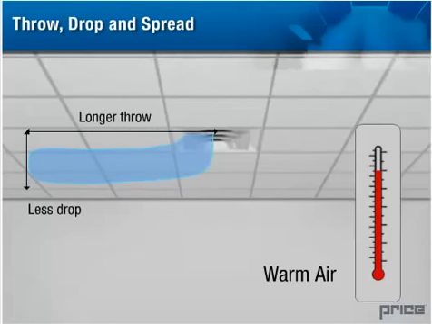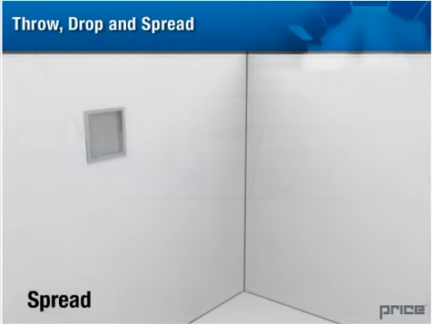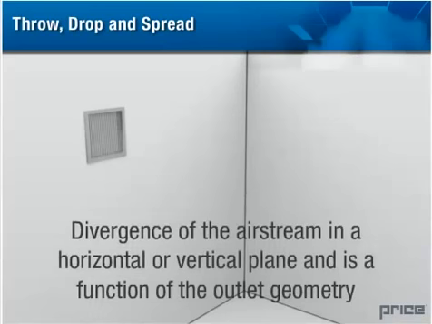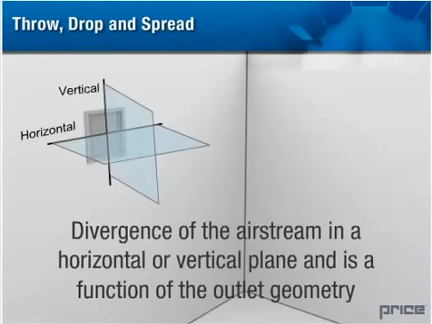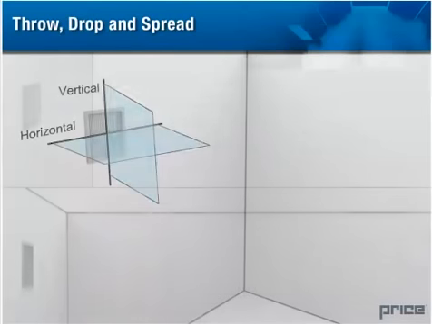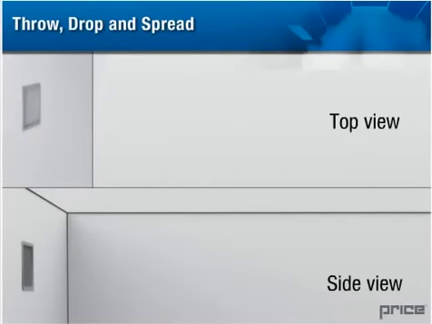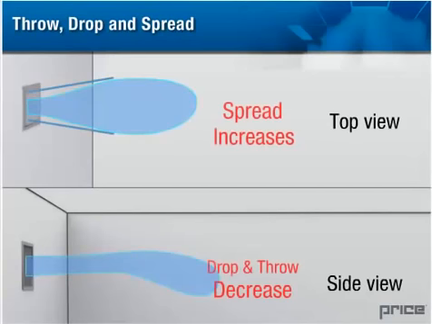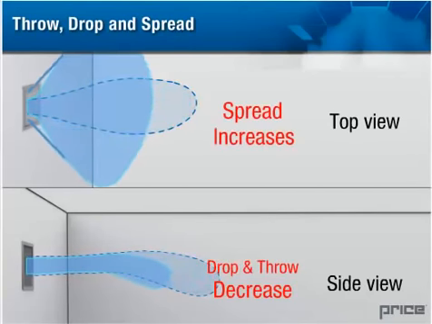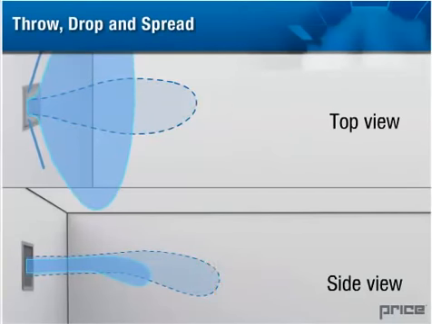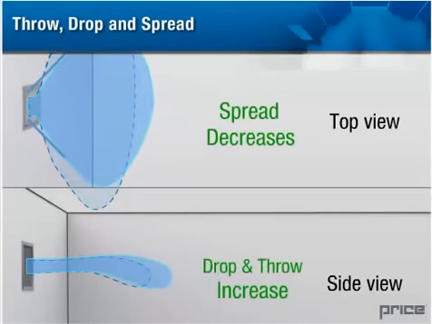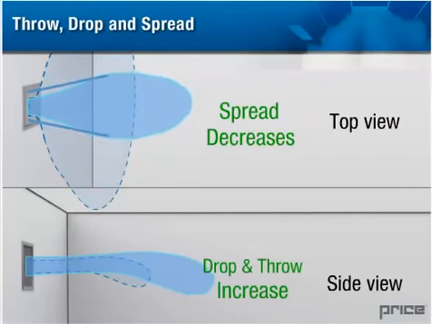The spread of an outlet is defined as the divergence of the air stream in a horizontal or vertical plane and is a function of the outlet geometry. The spread has an effect on both the throw and drop. As the spread increases, both drop and throw decrease, and conversely, as the spread decreases, both drop and throw increase.